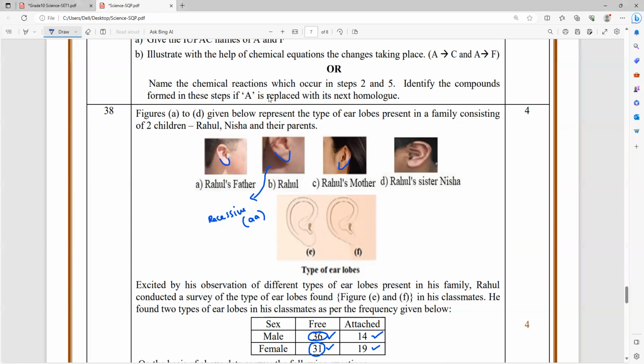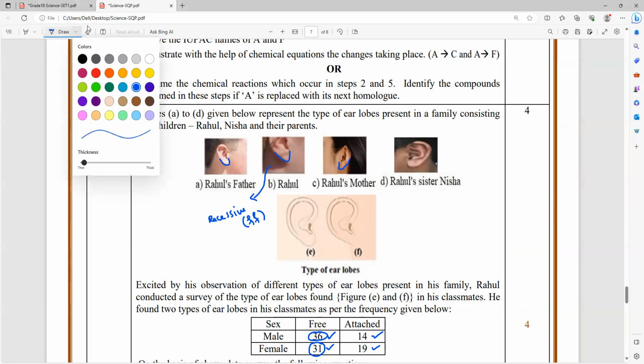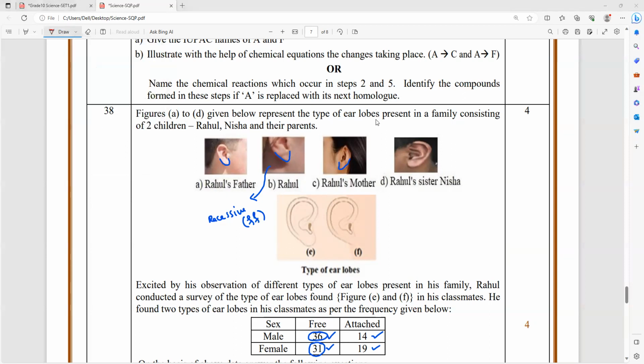Or else, free earlobe is the dominant one, so can I take it as a small f, small f? Free earlobe is the dominant one, so I will take the recessive attached as small f, small f. Any problem for anybody? Are you clear, everyone? Yes. Now, mother and father.